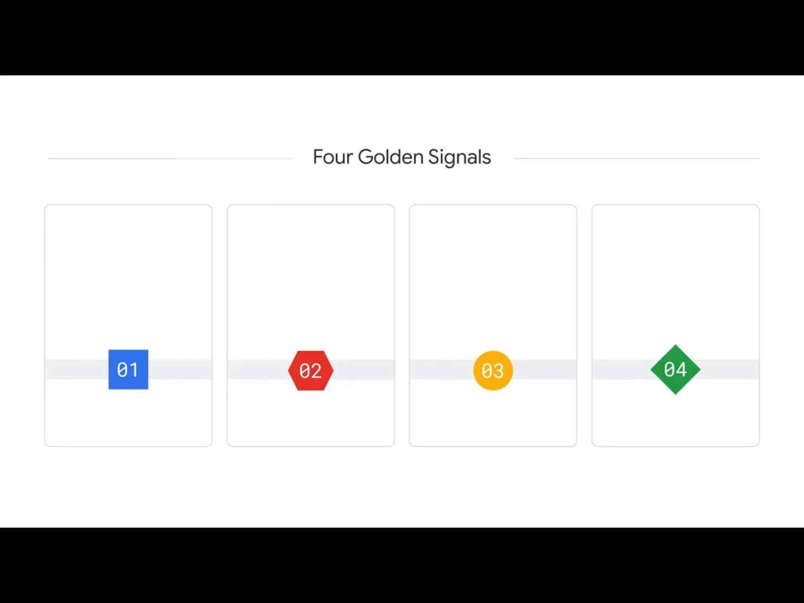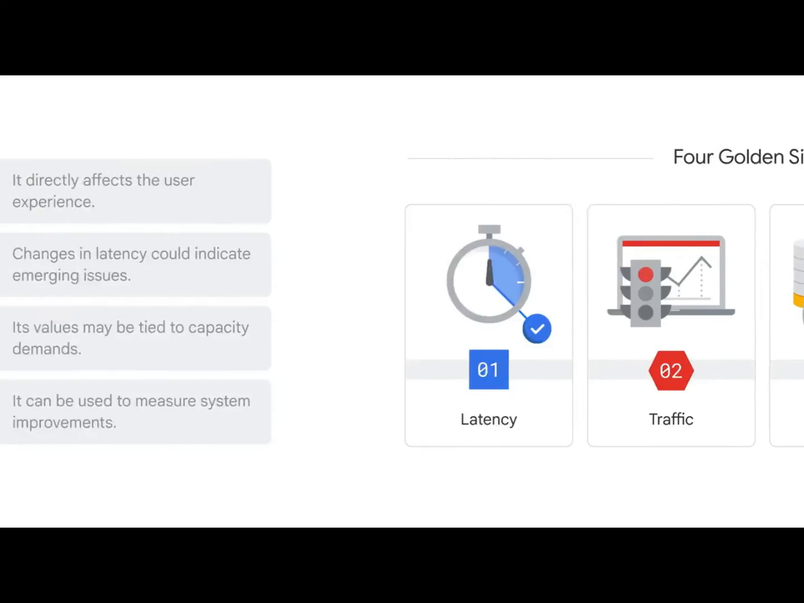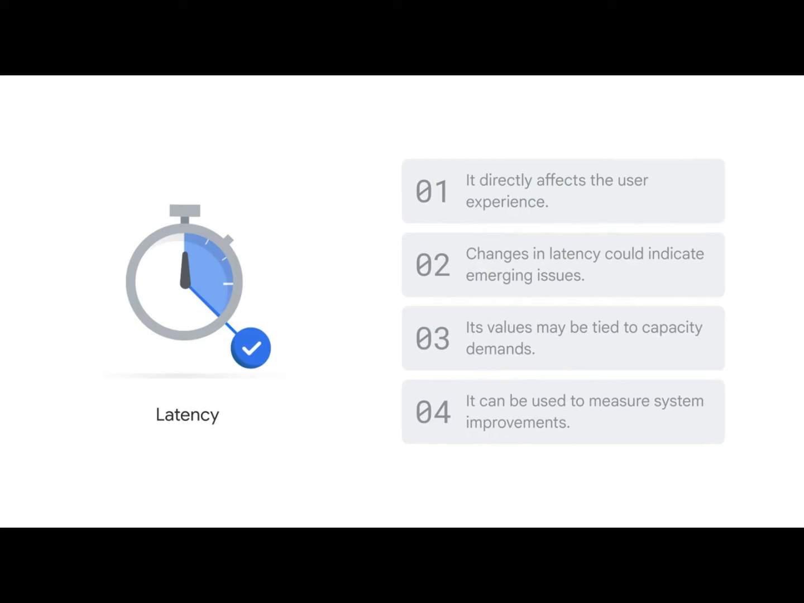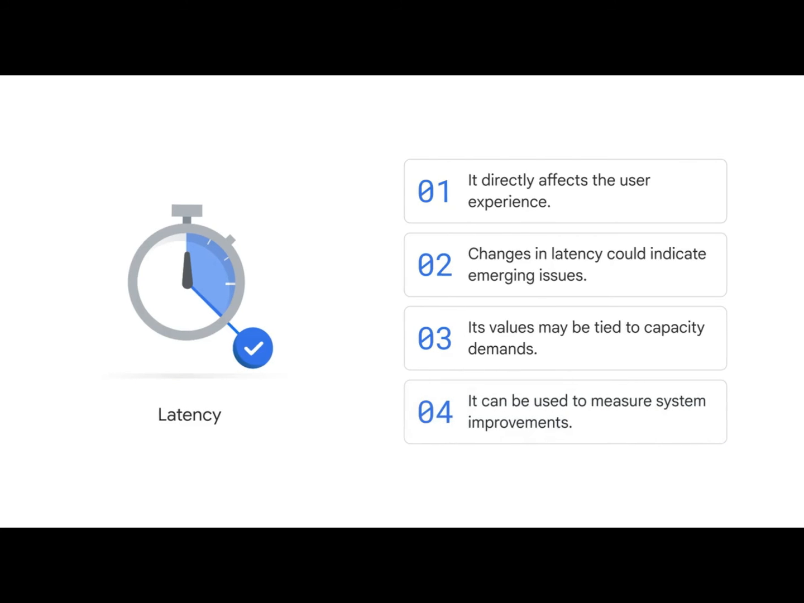There are 4 golden signals that measure a system's performance and reliability. They are latency, traffic, saturation, and errors. Latency measures how long it takes a particular part of a system to return a result. Latency is important because it directly affects the user experience. Changes in latency could indicate emerging issues. Its values may be tied to capacity demands, and it can be used to measure system improvements. But how exactly is it measured?